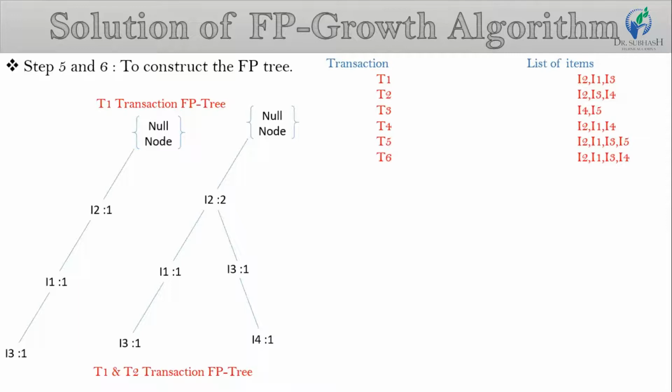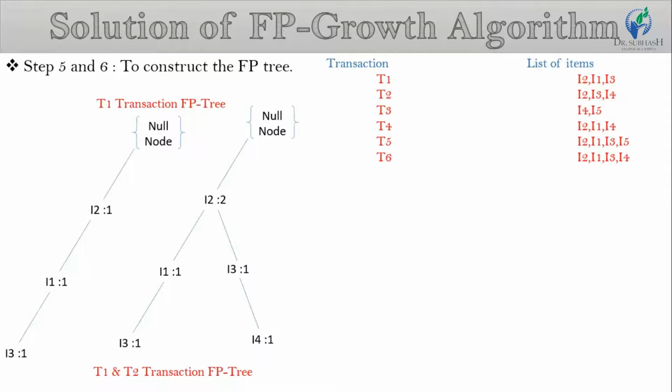We can see this in the tree. So the count is I2 occurs two times in transactions T1 and T2, so it is I2:2. Then I3 occurs one time, so its count is 1 for these transactions. And I4 occurs one time.